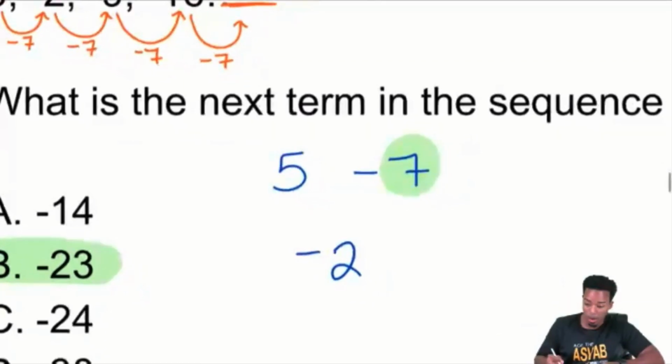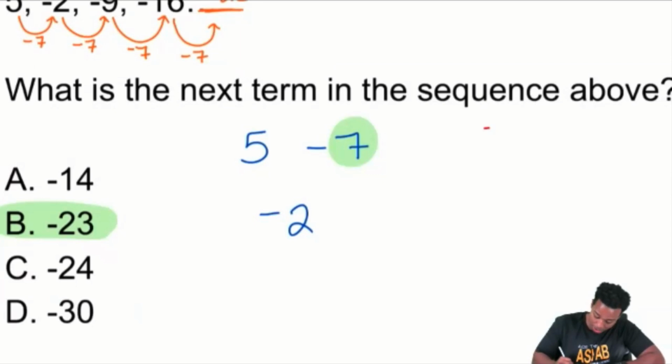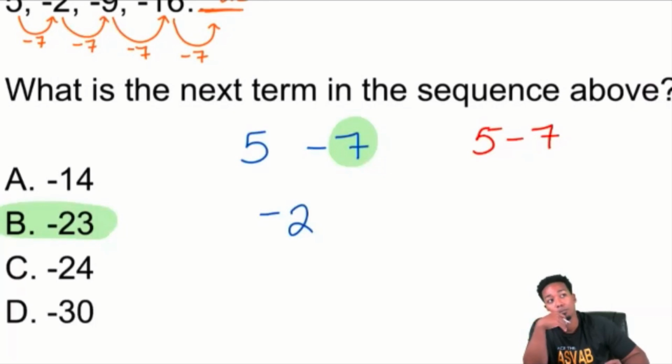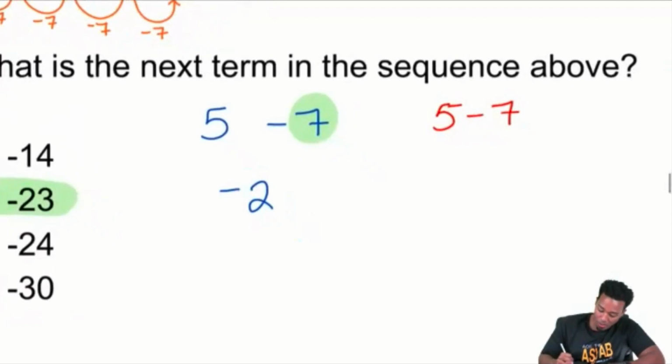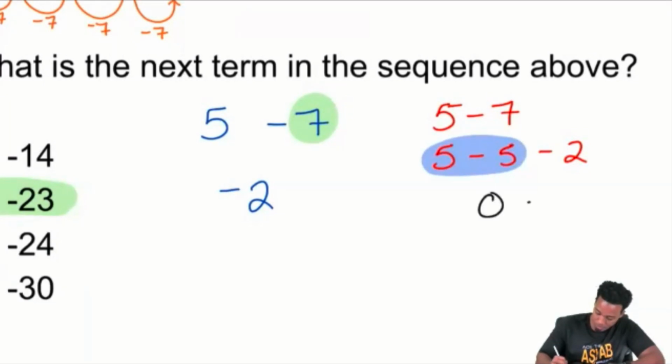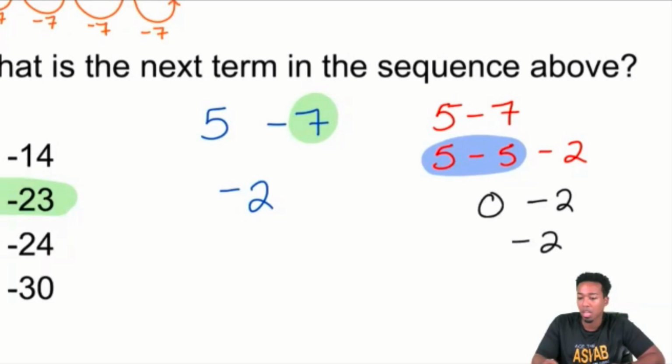The other way to think about it is, hey, if I have 5 and I take away 7, well, true or false, everybody? Taking away 7 is the same thing as taking away 5, then taking away 2. Yes or no? Quick. Cool. So if taking away 7 is the same as taking away 5, then 2, look at this. That right there is going to be 0. -2 is -2. That's just another way to think about it.